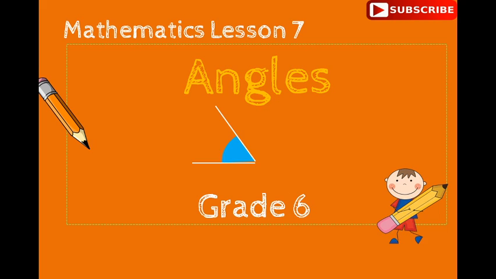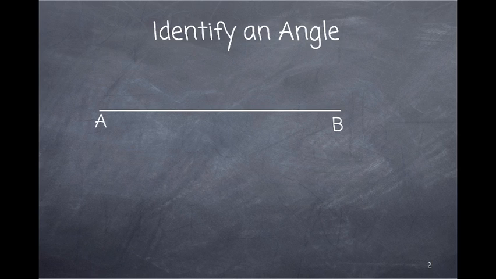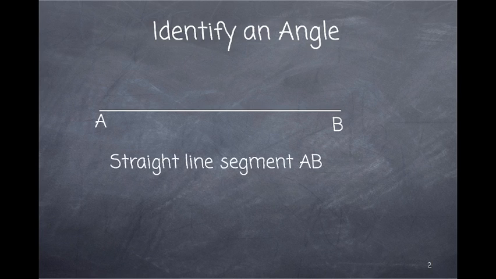Hello children, today we are going to learn about angles. Okay, for that look at this line. There are two points marked. The starting point is A, the ending point is B. This is the line AB. We call this a straight line segment AB.